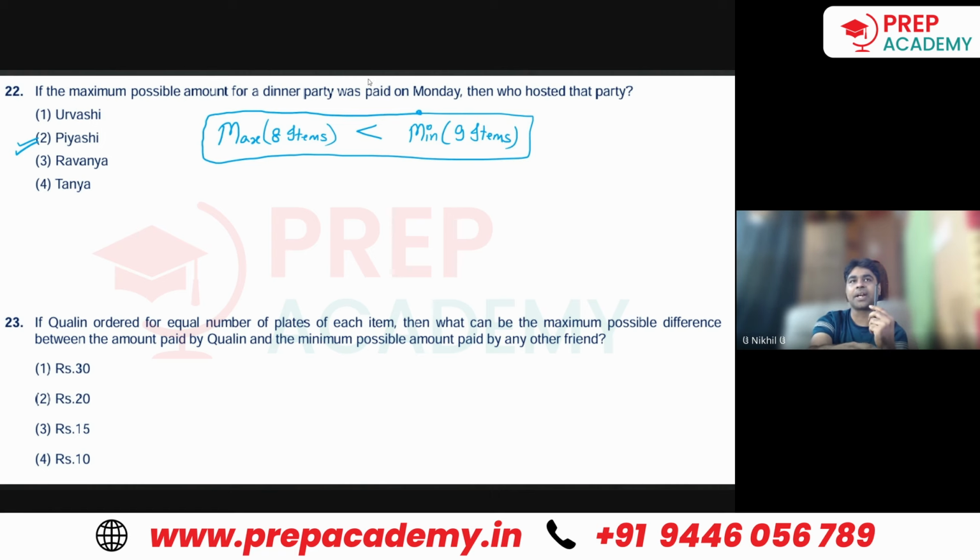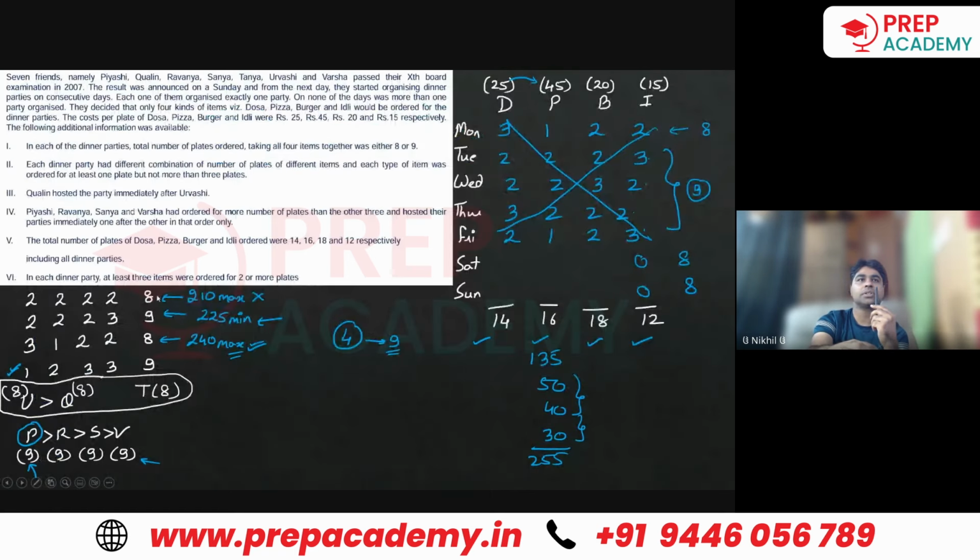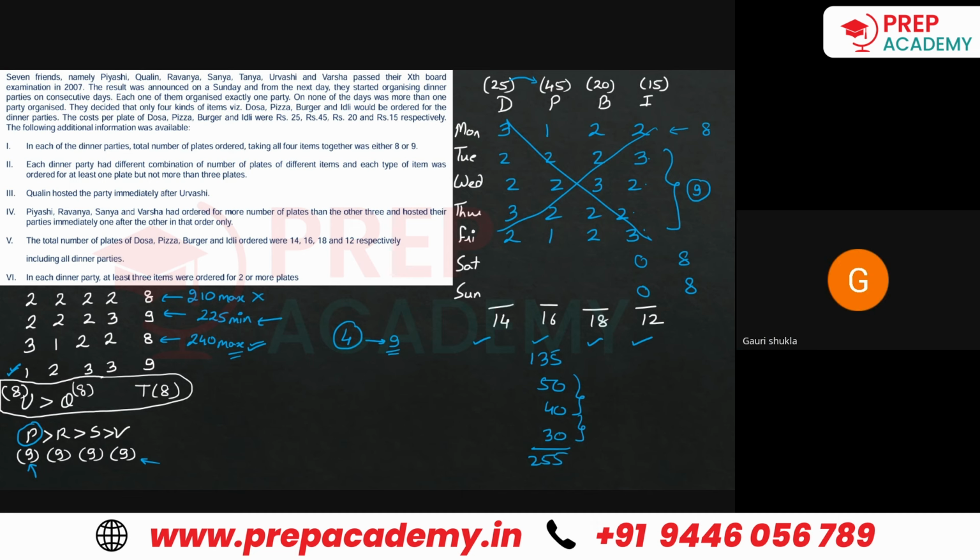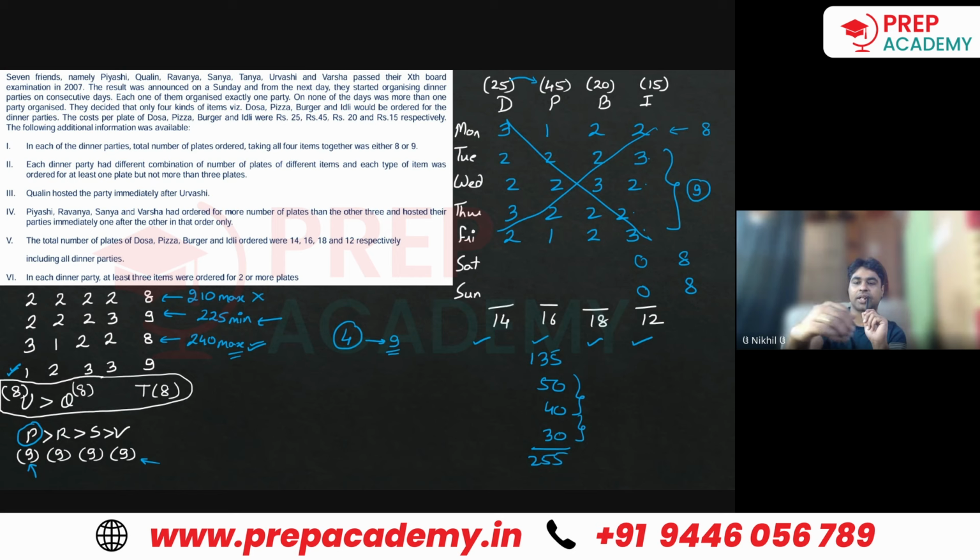They didn't start the party because of this particular statement which was given in the question. See here, P, R, S, and V have ordered for more number of plates, that is 9 items, than the other three, and hosted their parties immediately one after the other in that order only. That means the first girl who ordered 9 items was P, then R, then S, and then V. Okay, got it, sir. P has to start. Understood now?